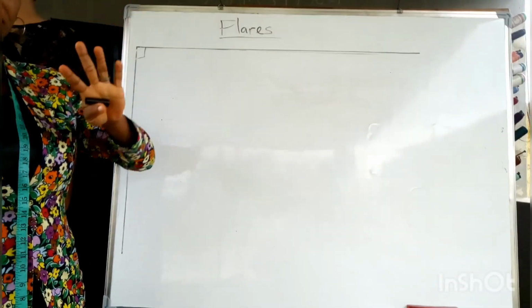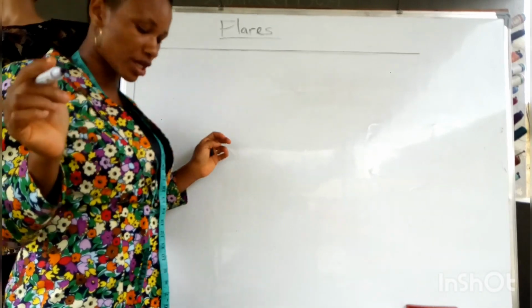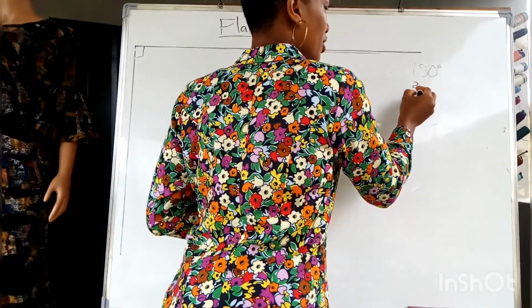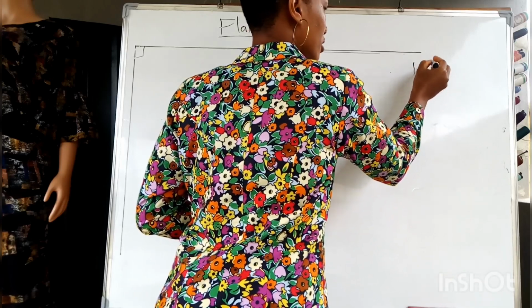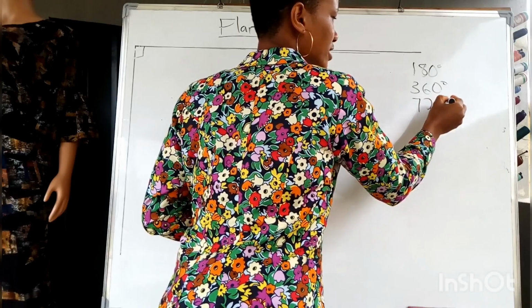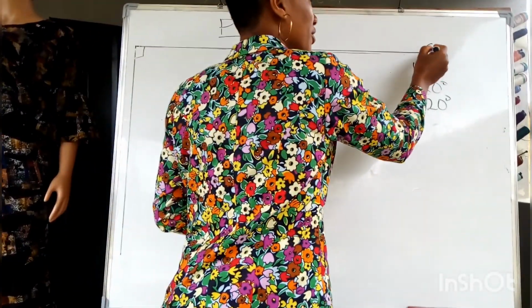In this tutorial we're going to discuss flares. It is a continuation of what we had discussed earlier, and this time we're going to discuss the 180-degree flare, 360-degree flare, and 720-degree flare, and how to achieve each of these.